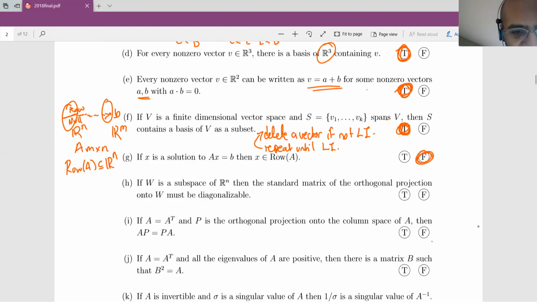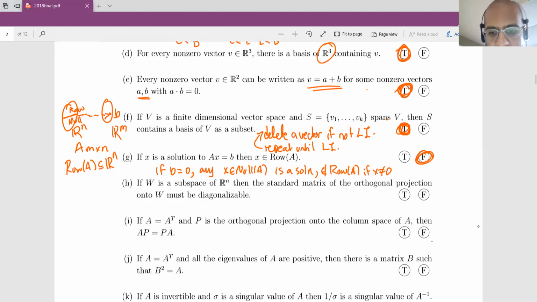The reason it's false is if B equals zero, any X in the null space is a solution, and this may not be in the row space. In fact, it won't be in the row space if non-zero, because the row space and the null space are orthogonal complements. So any questions about that?